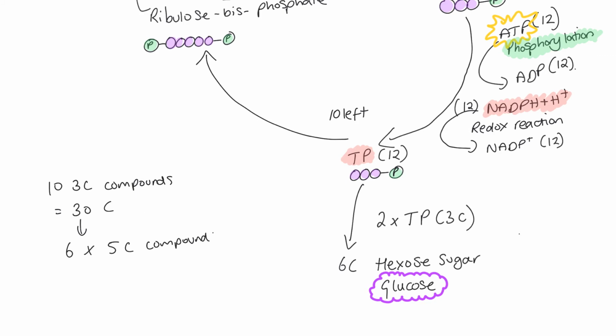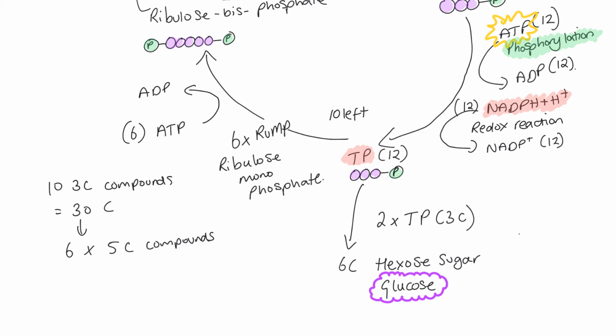And along the way, we need to add in another phosphate. So we have a second phosphorylation reaction. So another lot of ATP need to come along. How many ATP need to come along? Well, from our 10 triose phosphates, we create 6 RuMPs, ribulose monophosphates, and we add a phosphate to each of those, and they become RuBP, ribulose bisphosphate. So we need 6 ATPs to come in, donate their phosphates, and 6 ADPs go away.